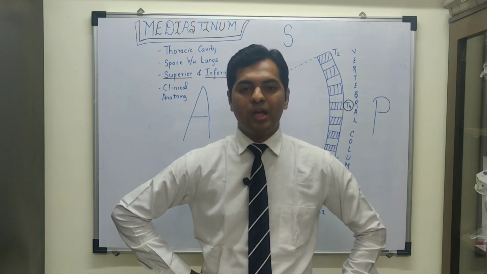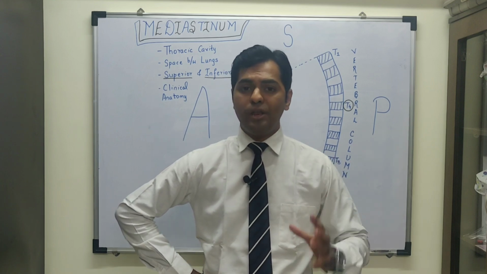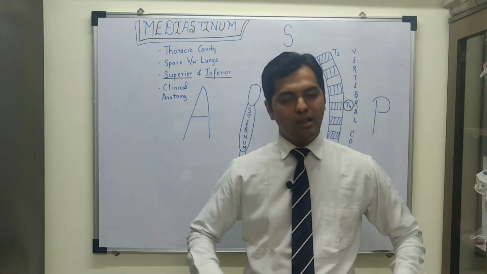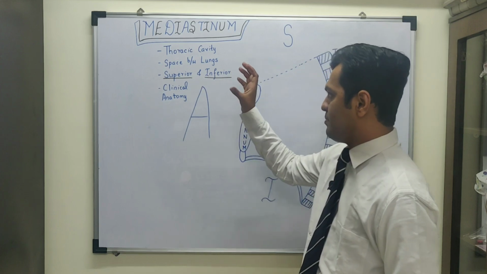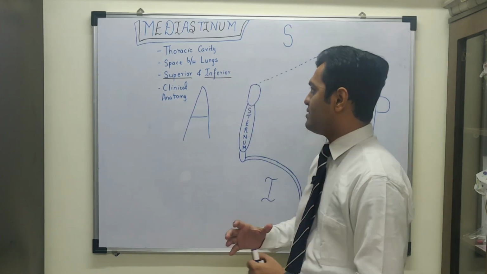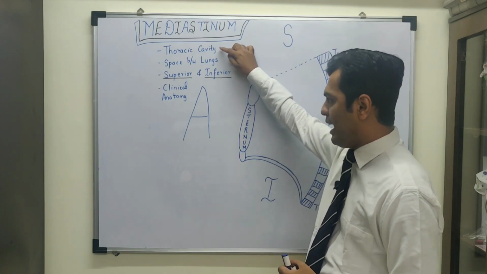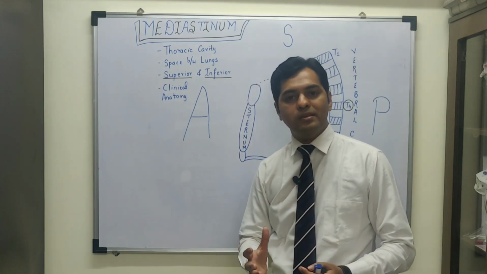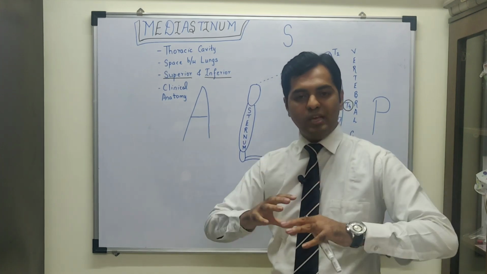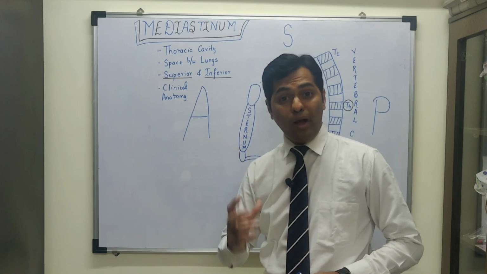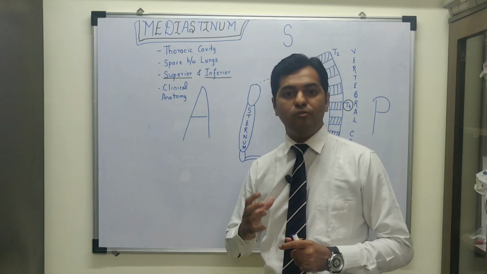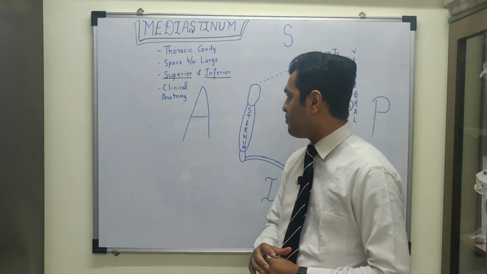I am Dr. Dipen Shah and today we are going to discuss a very important topic from anatomy, that is mediastinum. Now the word mediastinum means the middle compartment. It is specifically present in the thoracic cavity and it is essentially the space which is present between the two lungs. Now the space between the two lungs has a very vital organ, that is the heart, and that is why the study of mediastinum is very important.